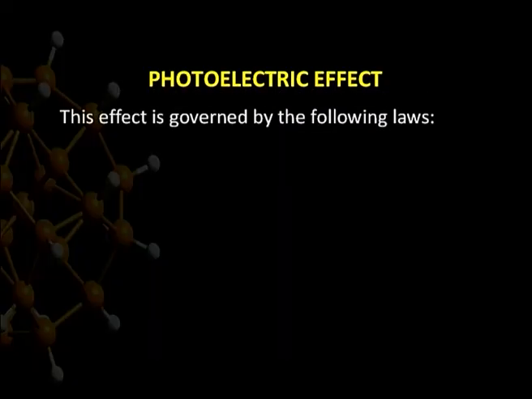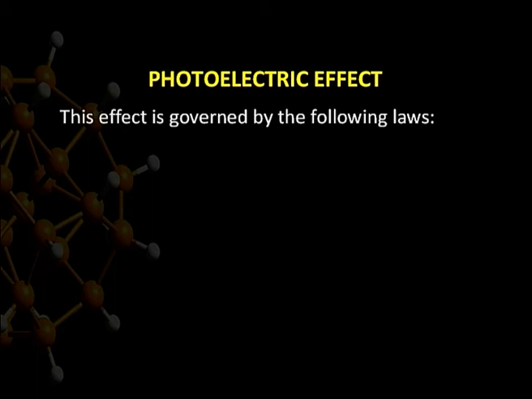Now, I will discuss the photoelectric effect. J. J. Thomson observed that when light of a certain frequency or wavelength strikes the surface of a metal, electrons are ejected or emitted from the surface of the metal. The phenomenon of ejection of electrons from the surface of a metal when light of a suitable frequency strikes it is known as the photoelectric effect. The ejected electrons are known as photoelectrons. This effect is governed by the following laws.